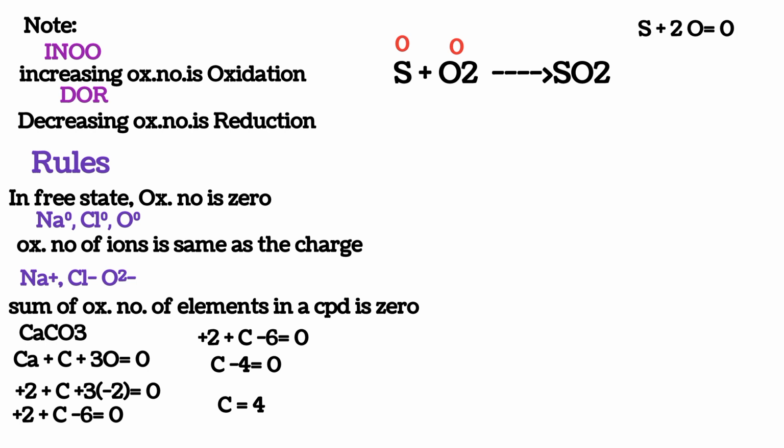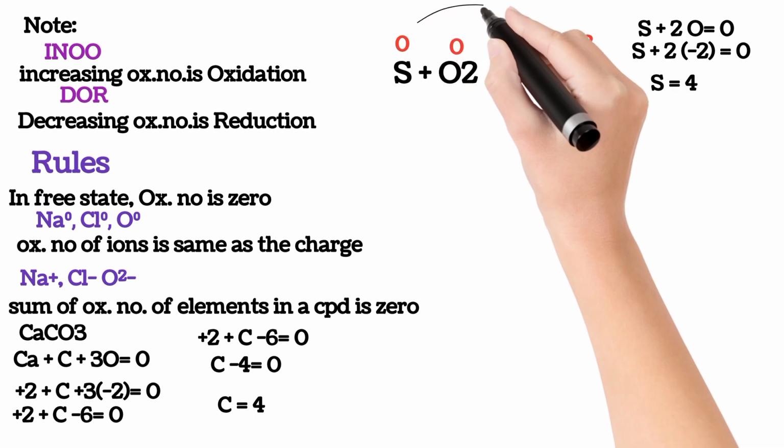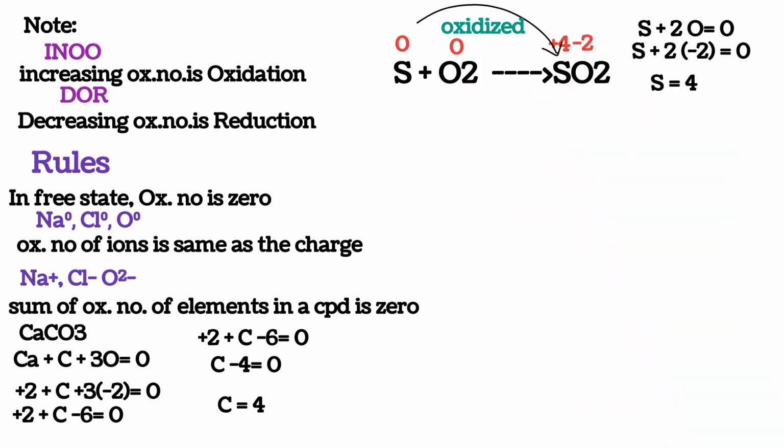For example, we have the reaction S plus O2 giving SO2. In free state, the oxidation state of S is 0. That of oxygen is what? 0. Now, to get that of sulfur in SO2, we say S plus 2 atoms of oxygen is equal to 0. Oxidation state of oxygen is -2. That means S plus 2 into -2 is equal to 0, and S will be equal to 4. So the oxidation state of sulfur is +4, while that of oxygen is -2.